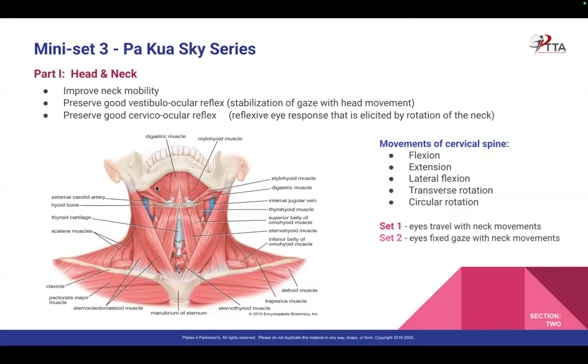The other thing is you can extract from this set. So maybe you're only going to do head and neck and foot and ankle. You're not going to do the stepping pattern. I did that today. I focused on head and neck with one client, and then we did other things.